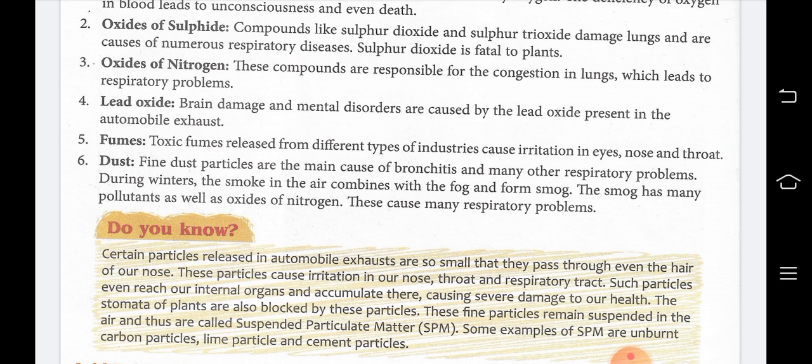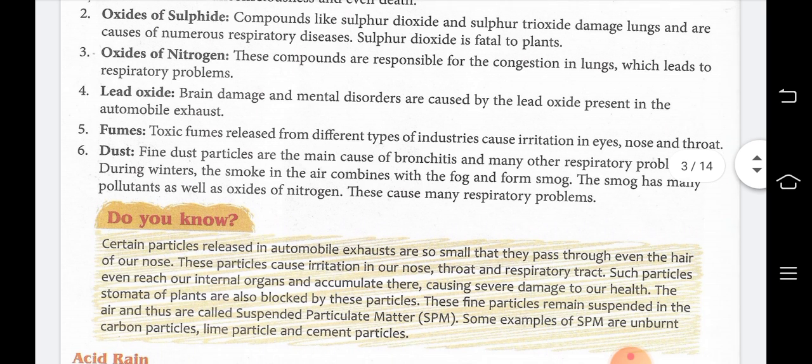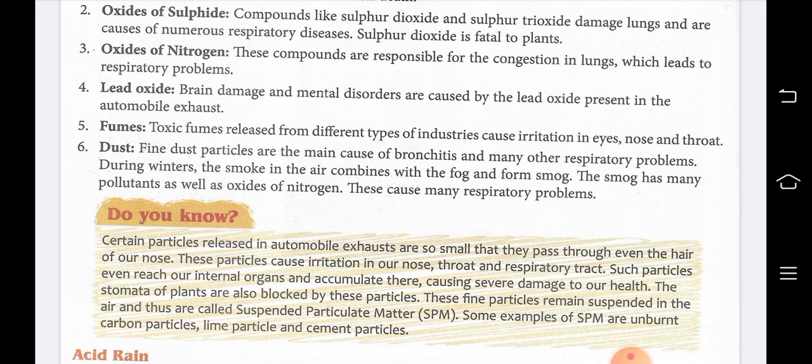Fumes: toxic fumes released from different types of industries cause irritation in eyes, nose and throat. And dust particles, the fine dust particles, are the main cause of bronchitis and many other respiratory problems. During winter, the smoke in the air combines with the fog and forms smog. Smog is smoke plus fog. The smog has many pollutants as well as oxides of nitrogen. These cause many respiratory problems.